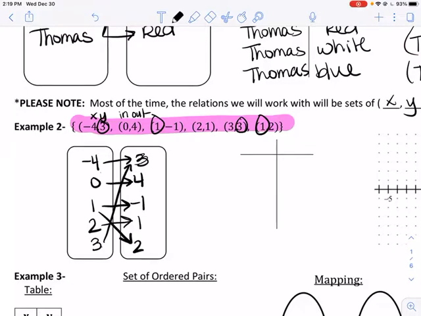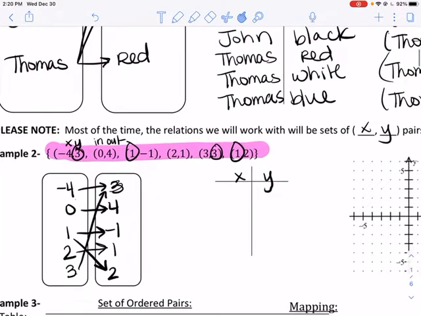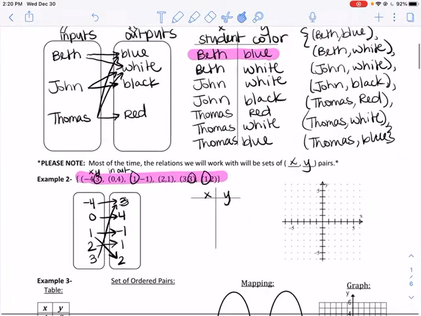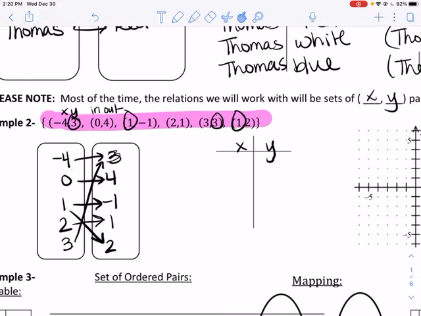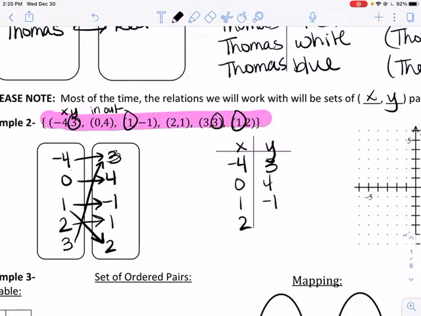Now in your table, you're going to write it as x, y, and just like we did up above, you are going to just write everything as is. So this one's pretty easy. We're going to write -4, 3, 0, 4, 1, -1, 2, 1, 3, 3, 1, and 2. Be careful to write these in the order they appear and not flop them.